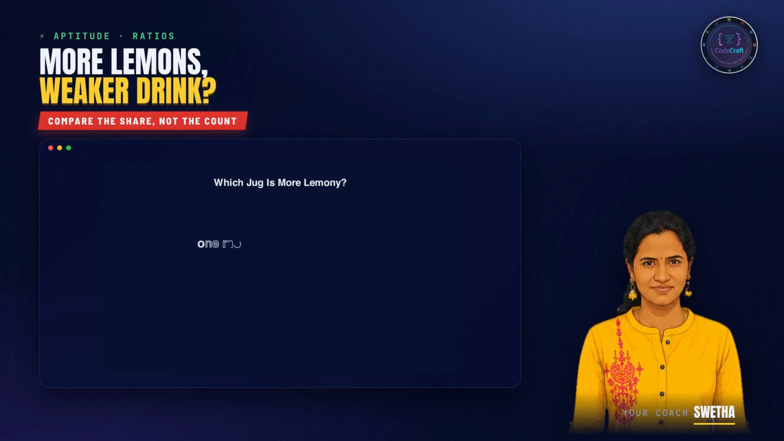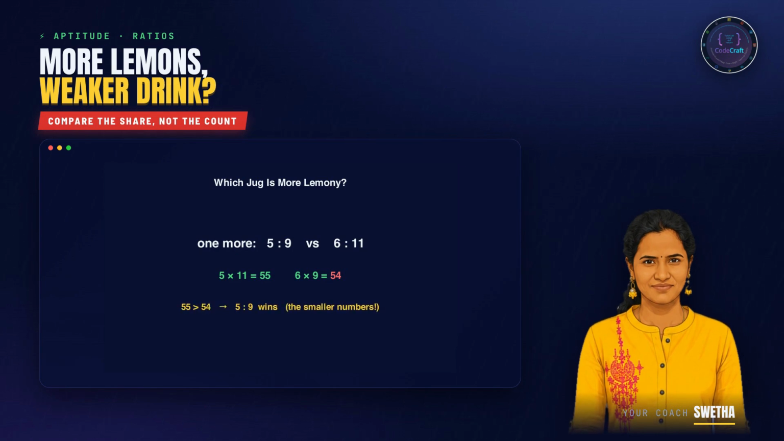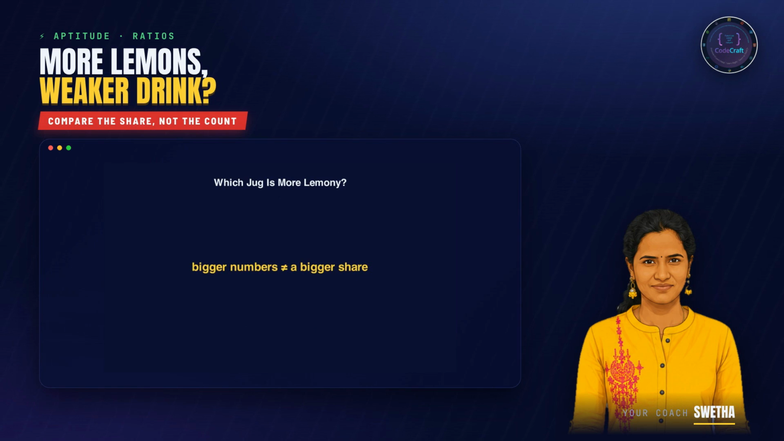Once again, let us lock it in with one more. Compare 5 to 9 against 6 to 11. Cross multiply. 5 times 11 is 55. 6 times 9 is 54. 55 wins. So 5 to 9 is the stronger mix, even though 6 and 11 are the bigger numbers. Say it with me. Bigger numbers do not mean a bigger share. That is the lemonade trap, and now you will never fall for it.